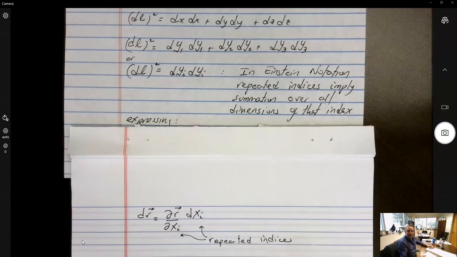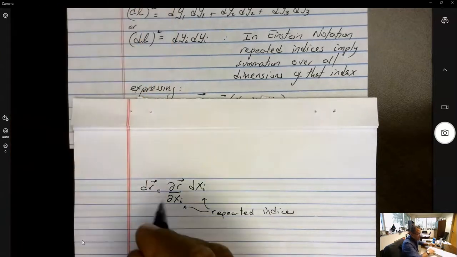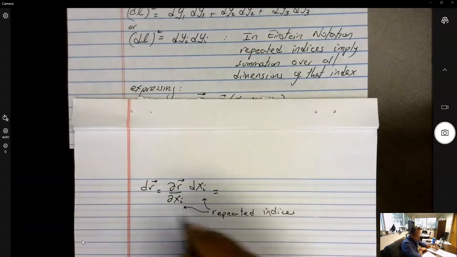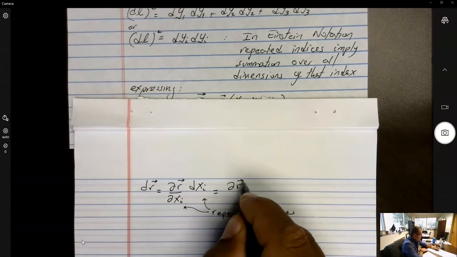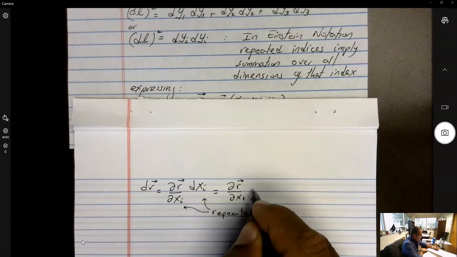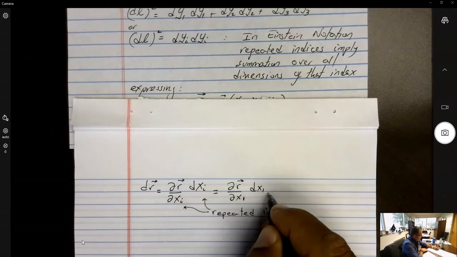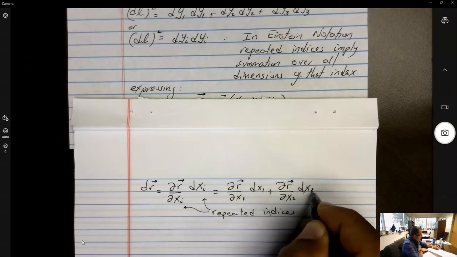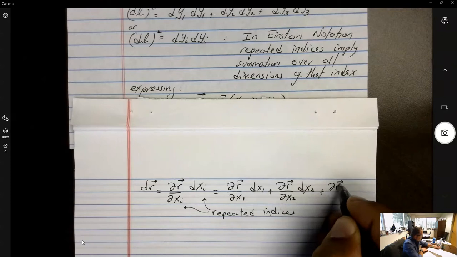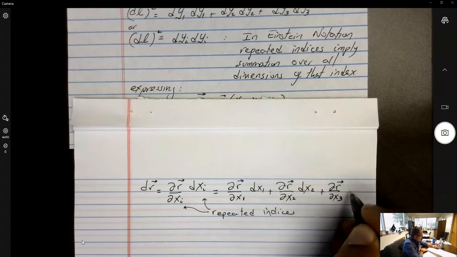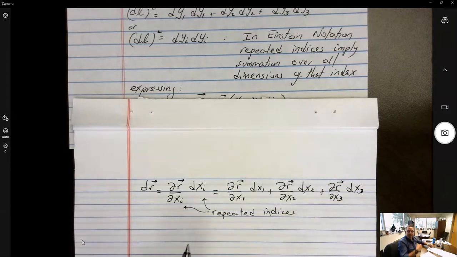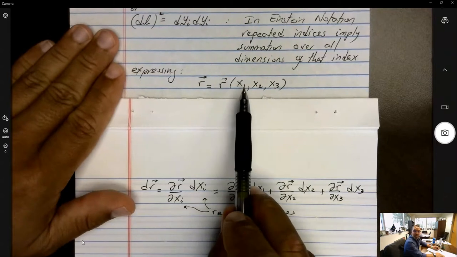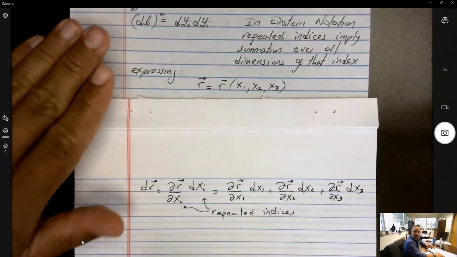Which in Einstein notation, again, implies that there's a summation in front of it. So if you want to expand that, this would just be dr/dx1 plus dr/dx2 plus dr/dx3 dx3. So by applying chain rule, we find that the differential of the position vector is dr in terms of each of its variables, x1, x2, and x3.